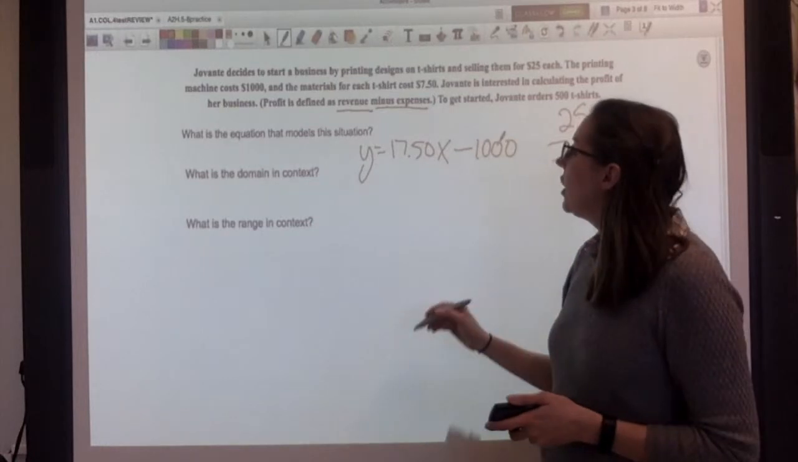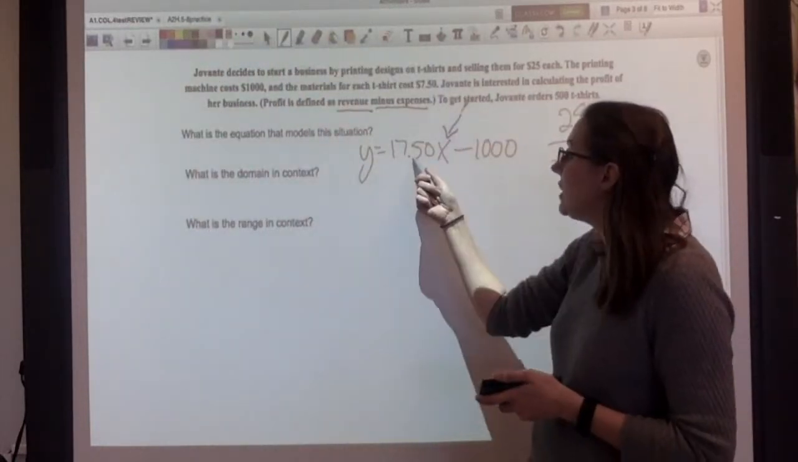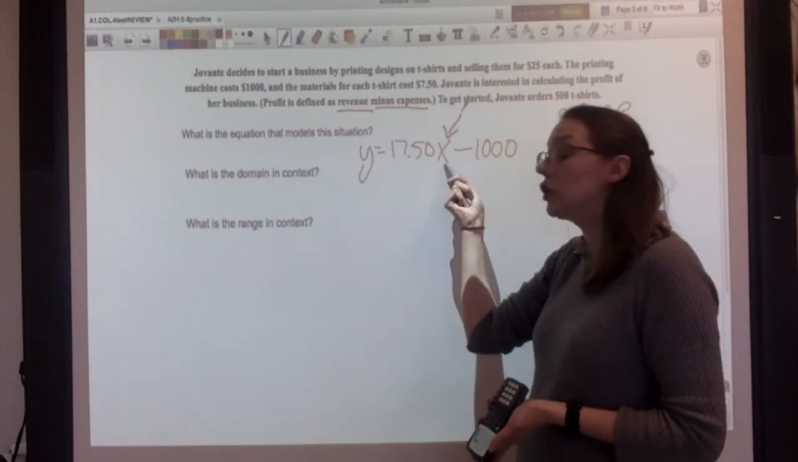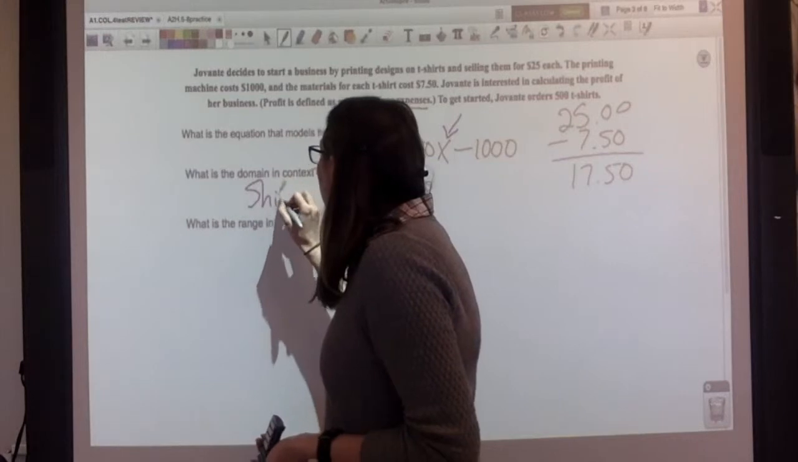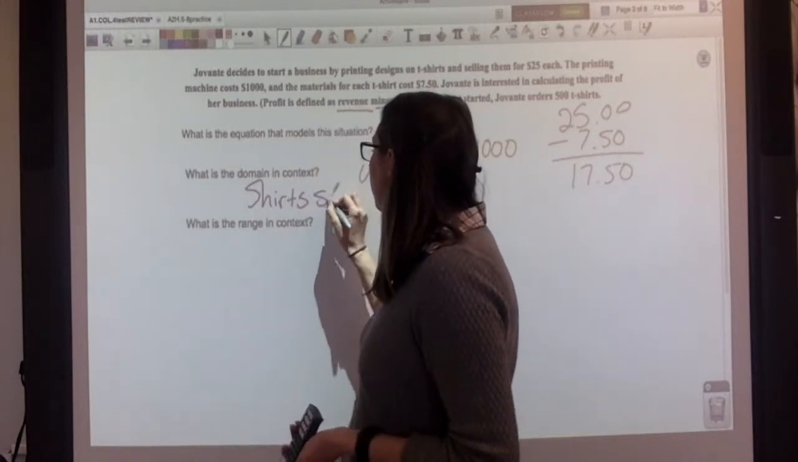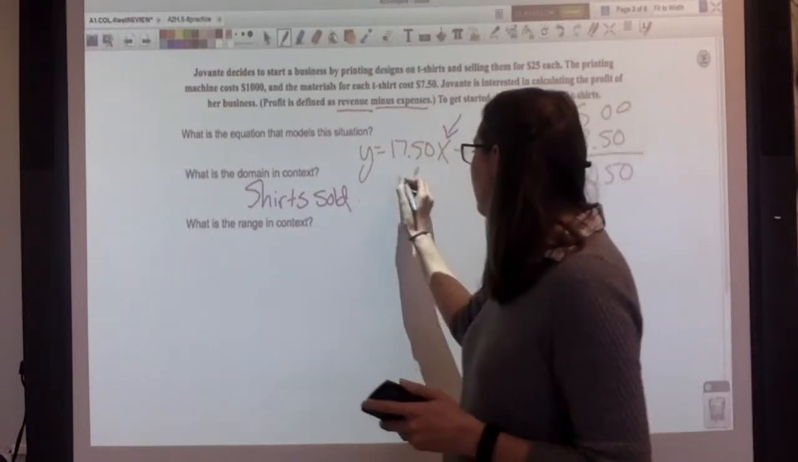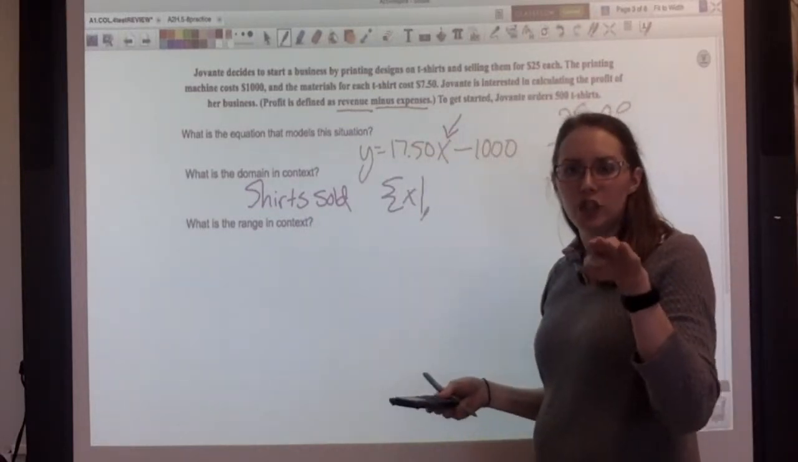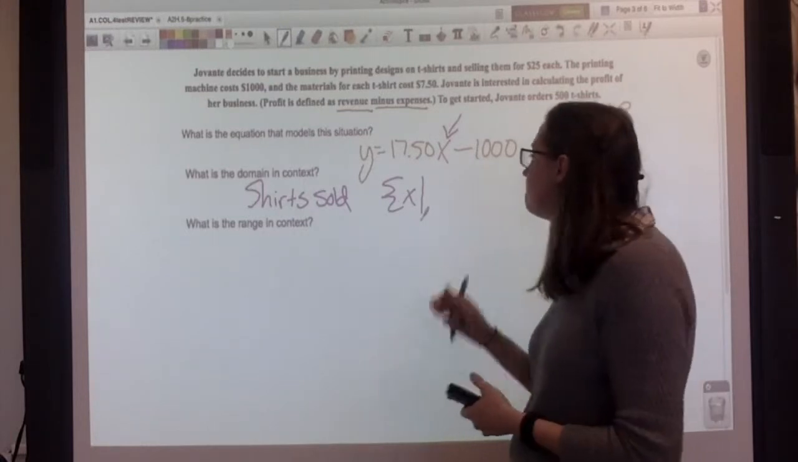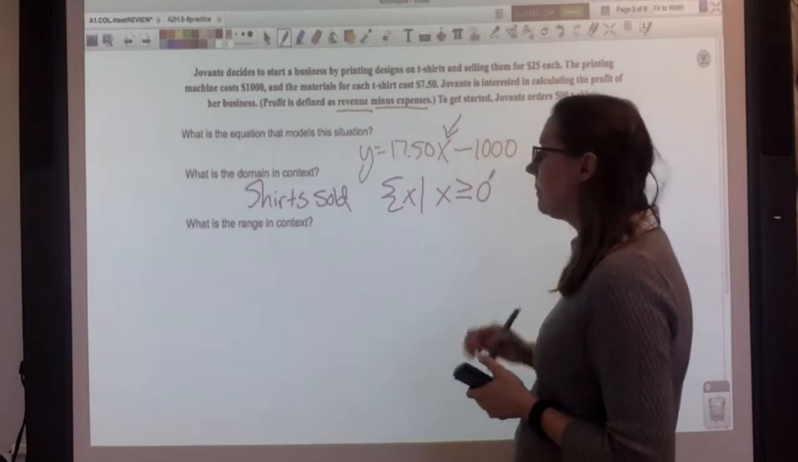So let's talk domain, all right? Domain is our x's. We just said $17.50 profit per shirt. X has to be shirts. And more specifically, it's shirts sold, right? Not how many she makes, but how much she's selling. So all the values of x such that minimum amount of shirts that she can sell, 0. So our shirts must be greater than or equal to 0.